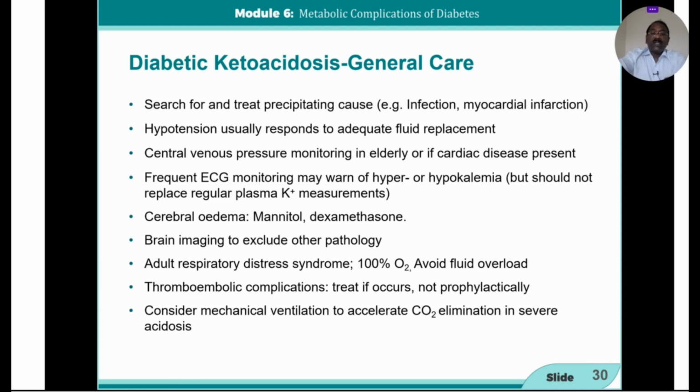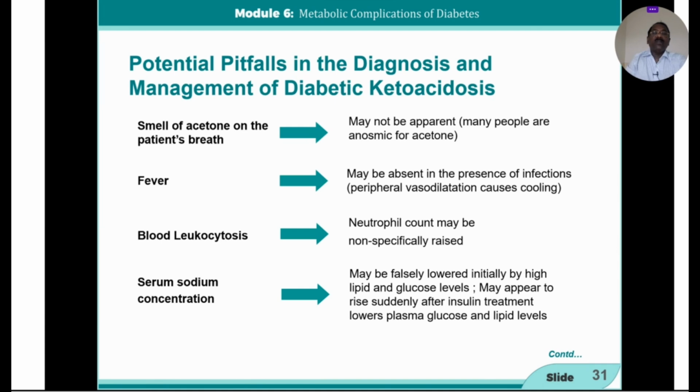Consider mechanical ventilation to accelerate carbon dioxide elimination in severe acidosis. So these are other things to be added. That is the reason in a severe DKA all these things are a possibility, so always get them admitted in the ICU so that they take care of all these things. Whether hypotension is there, when CVP is needed, frequent ECG monitoring, cerebral edema identification, and then CT or MRI brain, ARDS management, thromboembolic management, or mechanical ventilation. So these are all possible if the patient is admitted in the ICU.